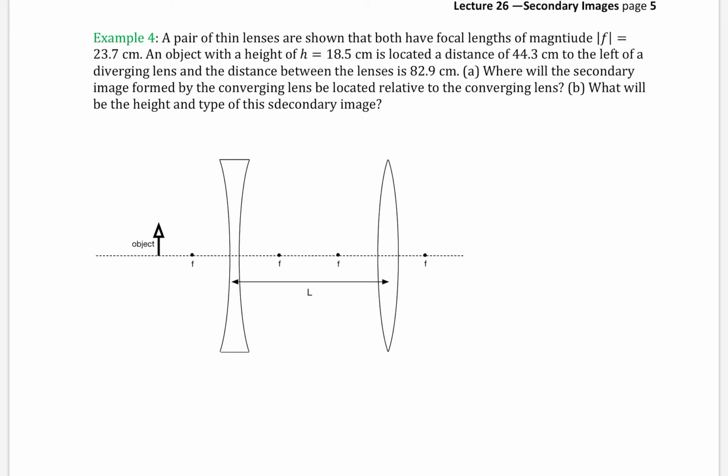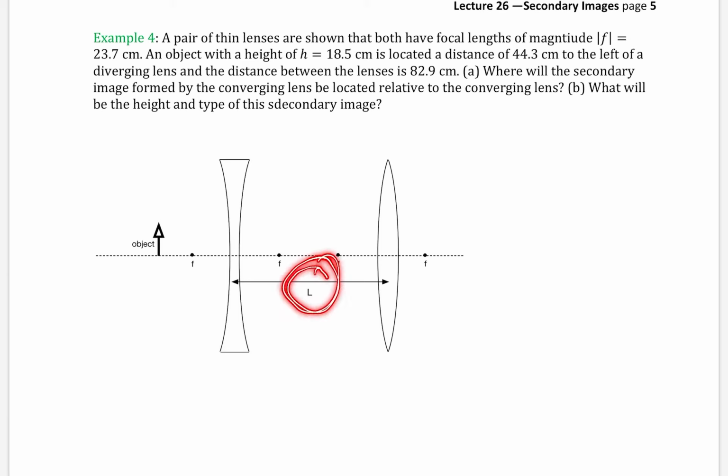So a pair of thin lenses are shown that both have focal lengths of absolute value, f equals 23.7 centimeters. I say absolute value because, of course, the diverging one is going to be negative 23.7 centimeters, and the converging lens is going to be positive 23.7 centimeters. An object with a height of 18.5 centimeters, this time we'll use that, is located at a distance of 44.3 centimeters to the left of the diverging lens. That's this distance, S1. And the distance between the lenses is 82.9 centimeters.